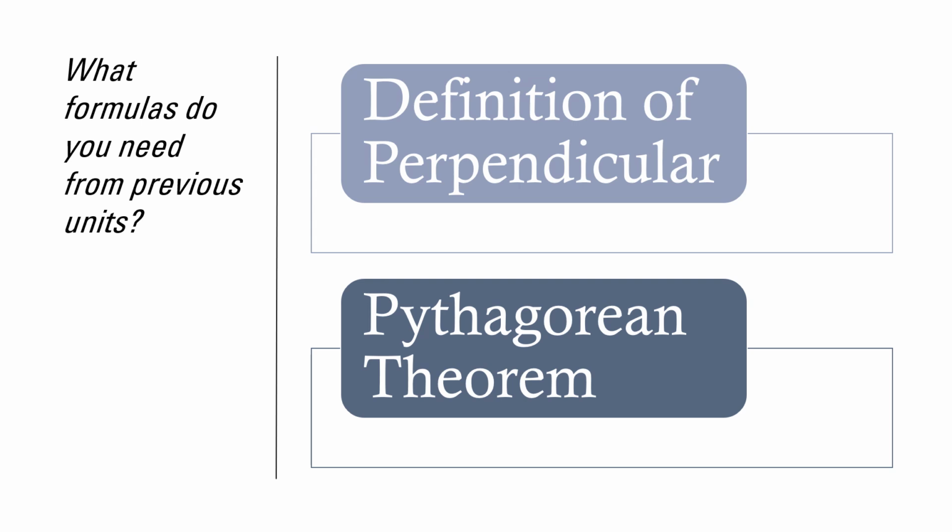And perpendicular, if you have two line segments that are perpendicular, that means that they make right angles. So if you see that two line segments are perpendicular, you know that they cross and they make right angles at the point where they cross.